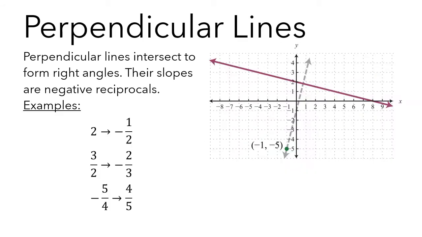When you have two lines that are perpendicular, the slopes are negative reciprocals. In other words, they form a right angle, but when you actually talk about the numbers, they're negative reciprocals. So 2 would go to negative 1/2. 3 over 2 would go to negative 2 over 3. You flip it and then you change the sign. Negative 5 over 4 will go to positive 4 over 5.